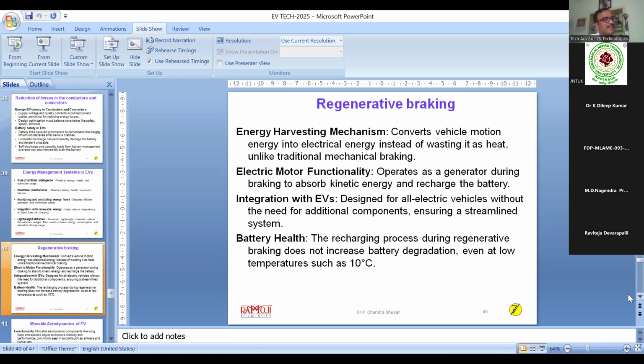Now, the major advantage of EV vehicles is regenerative braking. This energy harvesting mechanism converts vehicle motion energy into electrical energy instead of wasting it as heat, unlike traditional mechanical braking. The electric motor operates as a generator during braking to absorb kinetic energy and recharge the battery. This advantage we have with EV vehicles. It is designed for all electric vehicles without the need for additional components, ensuring a streamlined system. The recharging process during regenerative braking does not increase battery degradation, even at low temperatures.